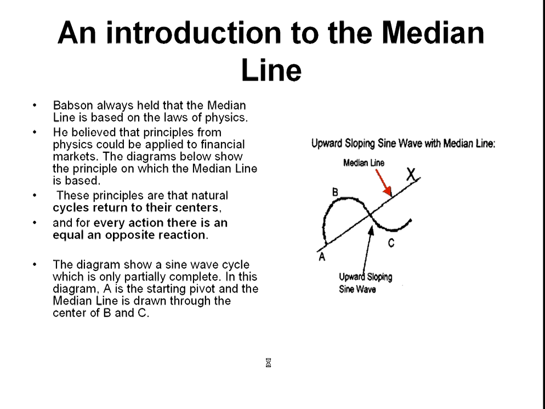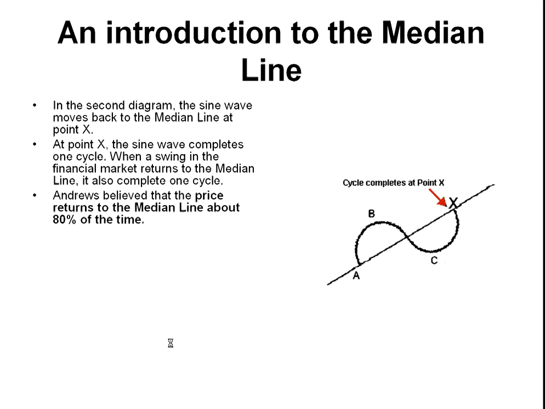Now the theory is that cycles return to the centres. So using that underlying principle, we would expect price to return to the centre, or to the median line. And we can see here at point X that price completes one complete cycle and returns to its median line. So if we can correctly identify the centre line in the market, that gives us a lot of very powerful information.